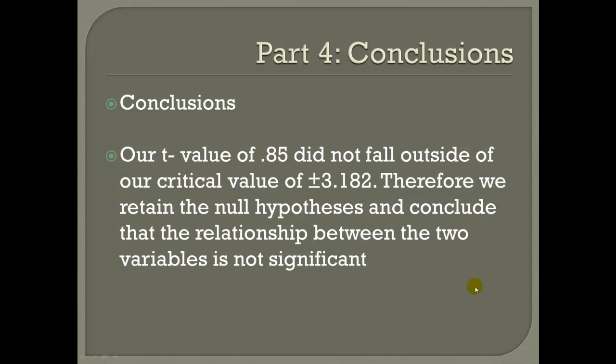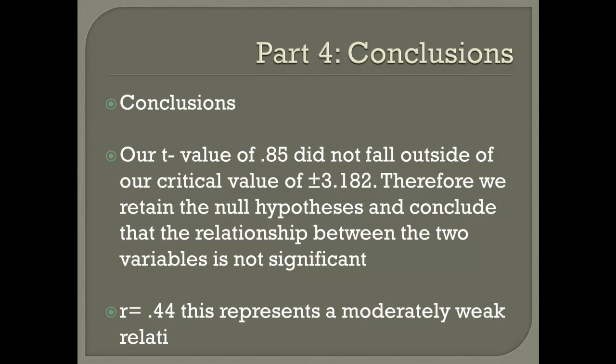Now, if we were to find this significant, we'd probably change our interpretation. Here we'd say that our t value was significant, and then we would go on to interpret the actual r. So we might say r equaled, again assuming this was significant, 0.44. This represents a moderately weak relationship. So if you do find it significant, you do want to interpret the actual r as well.